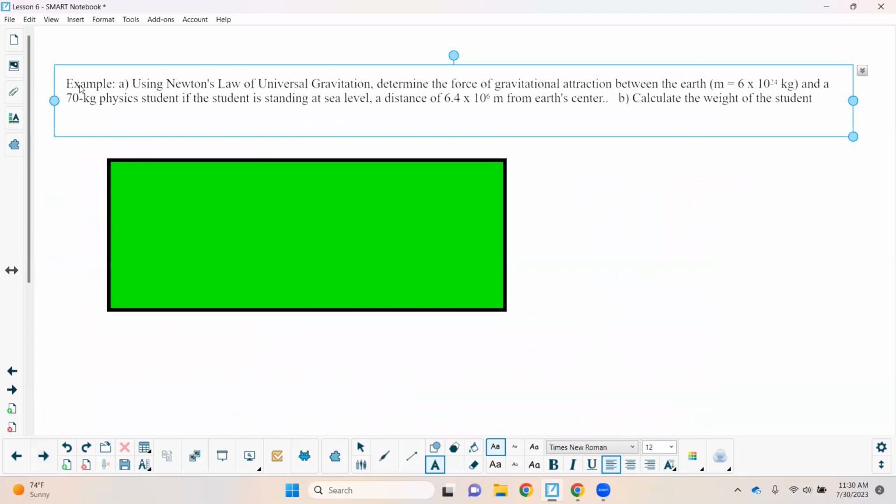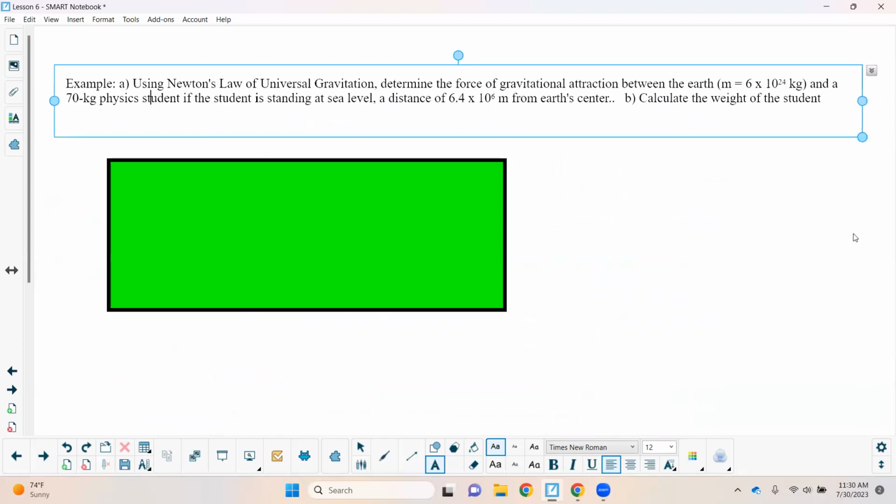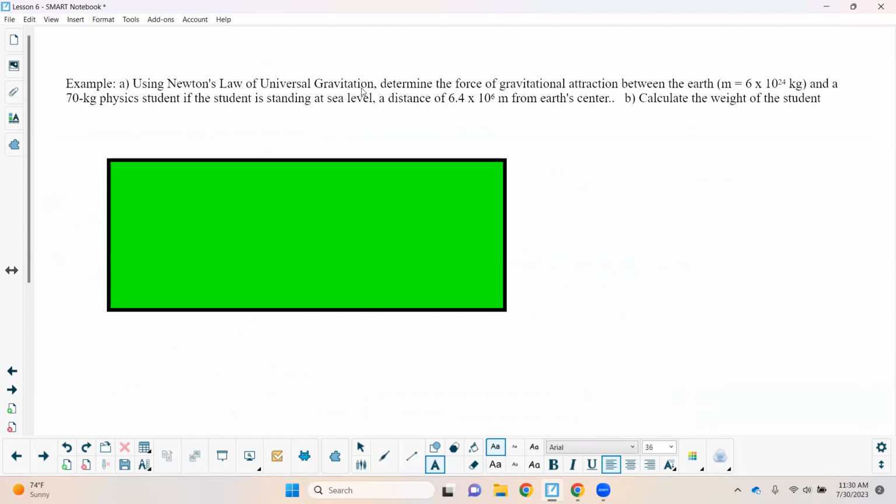So this problem reads, try to make it a little bigger, see if that helps. You're supposed to use the universal law of gravity to determine the force of gravity between the Earth and a 70-kilogram physics student if the student is standing at sea level, which is a distance of 6.4 times 10 to the 6 from the Earth's center.